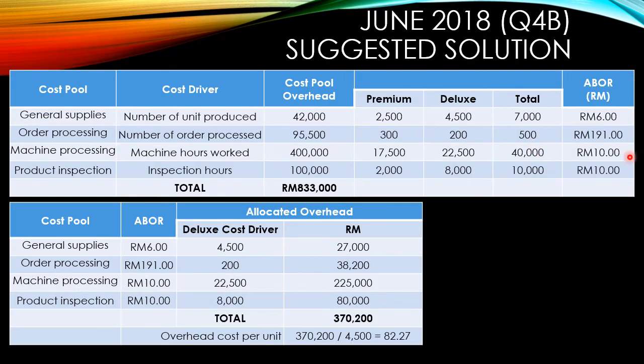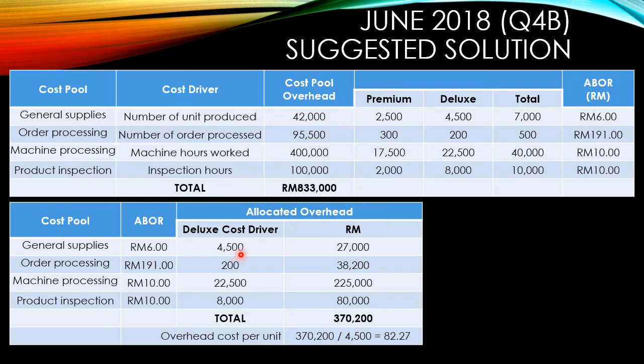Okay, as usual, when you want to calculate the ABOR, you find the total cost pool for the overhead, divided by total cost drivers. So 42,000 divided by 7,000, you should get 6 ringgit here. And then you calculate the same for order processing, machine processing, and product inspections. Once you have the ABOR, you can calculate the overhead for product deluxe by multiplying 6 ringgit with the number of cost drivers for deluxe.